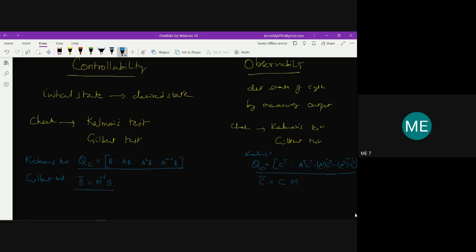In the Gilbert test for controllability, you need to check the vector B matrix elements. If it contains all non-zero elements, we can say the system is completely state controllable, meaning we can transfer the state of the system from the initial state to any desired state. Similarly, for the observability test by Gilbert, we need to find the vector C matrix. If the vector C matrix contains all non-zero elements, then we can say the system is completely observable. So this is how we can find the state controllability and observability of the given matrix. Here I'll give one simple problem and we'll do it.